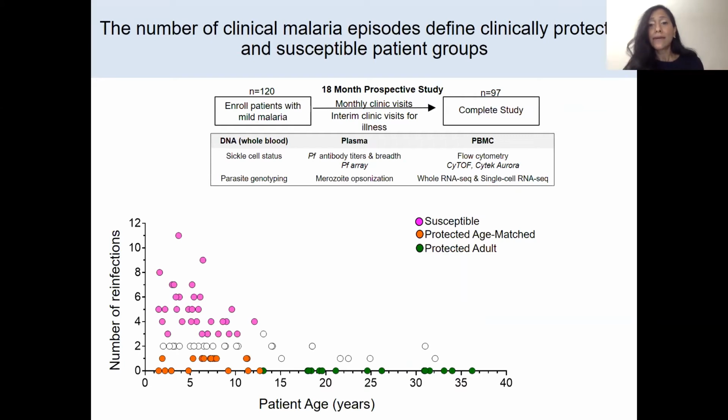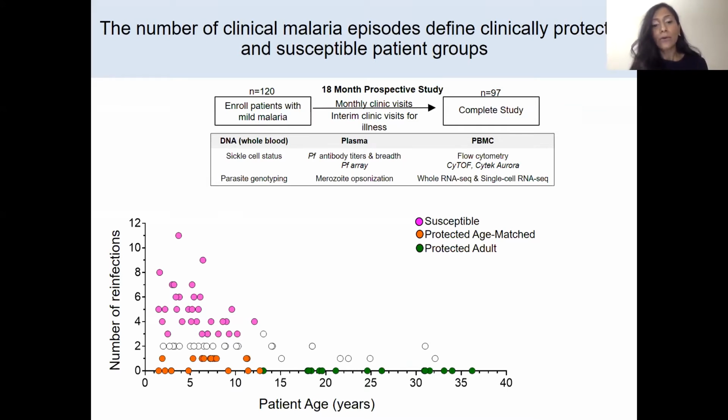At the end of the 18 months, we had 97 patients who were retained in the study. And what I'm showing you here in this plot is the number of malaria infections each individual patient had, and I've plotted this here by the age of the patient. When the study was set up, we ensured to enroll patients across all age groups from the ages of 1 through 50 in hopes of capturing adult patients who likely had developed naturally acquired immunity, as well as young patients who are probably having their first exposures.